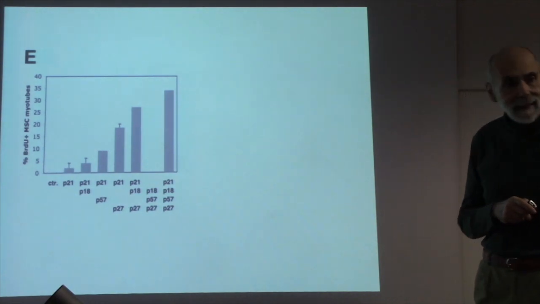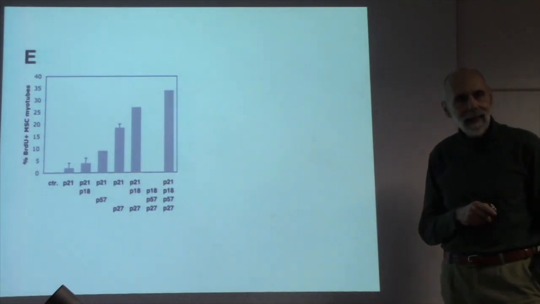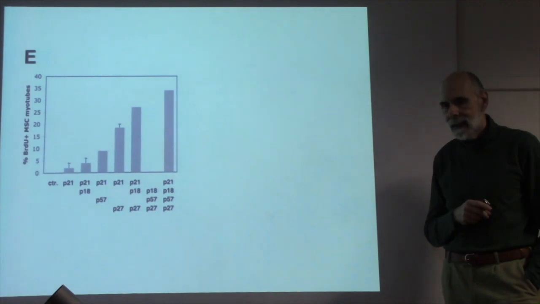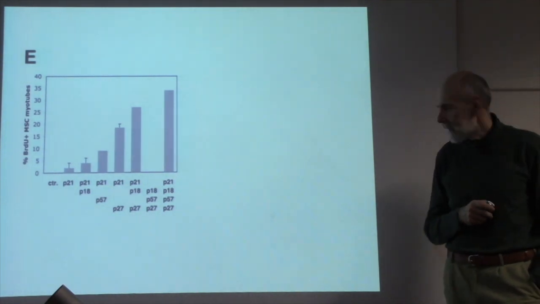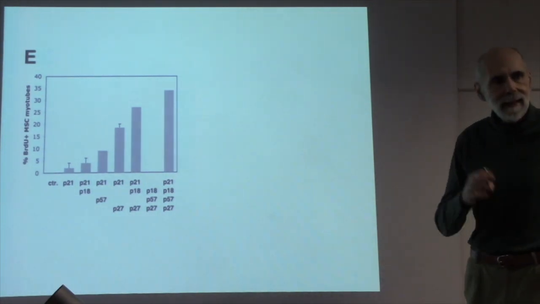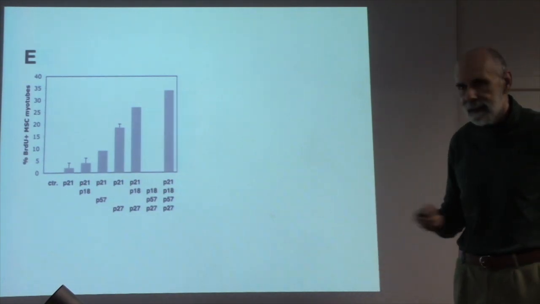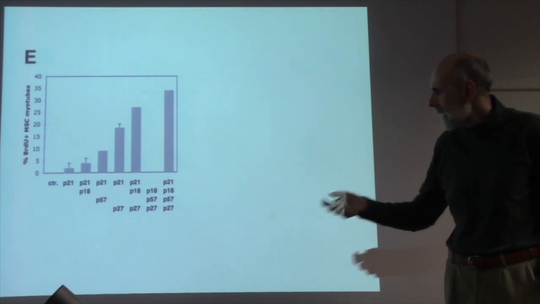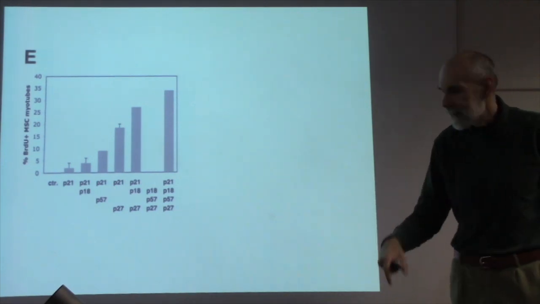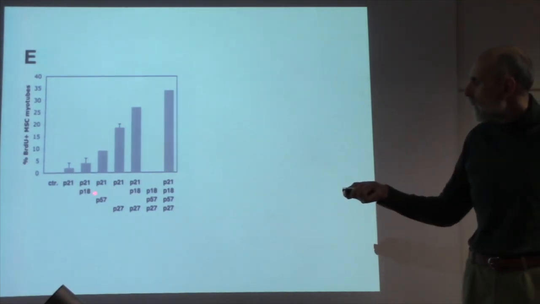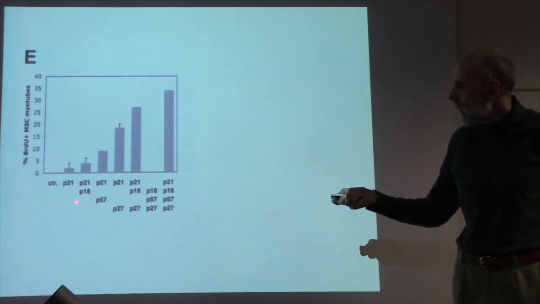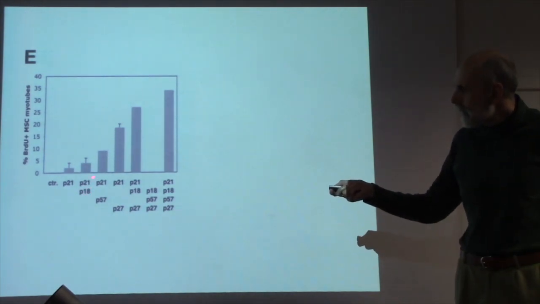Then the author says, well, it is possible that other inhibitors come into play in primary cells. And so they suppress a number and a combination of those inhibitors. These are all inhibitors of the cell cycle, and when they're indicated, it means they have been suppressed. So if you suppress P21 plus another inhibitor called P18, you get more myotubes into the cell cycle.